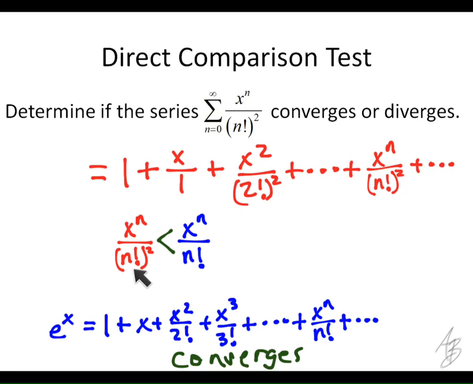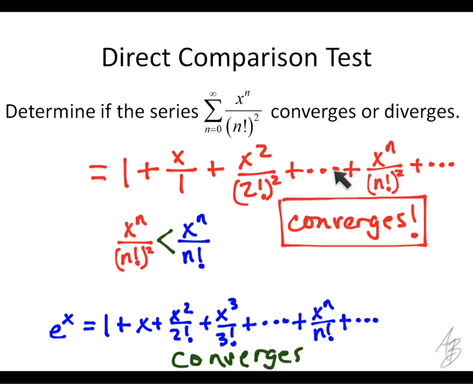So since the denominator here is bigger, we're dividing by a bigger number, we're going to end up with a smaller number. So every term in this red series is going to be less than every term in this blue series. Well, we know that the terms in this blue series are going to add up to some finite limit. So what does that mean about the terms in the red series? It's going to converge. So term by term, every term in this red series is smaller than every term in a series that we already know converges. Then we know that this series itself is also going to converge.